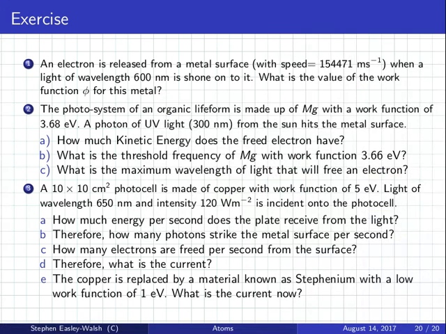Okay, number 3. A 10 by 10 centimeter squared photocell, a solar panel, is made of copper with a work function of 5 electron volts. Light of 650 and 120 watts per meter squared is shone onto the photocell. How much energy does the plate receive per second?